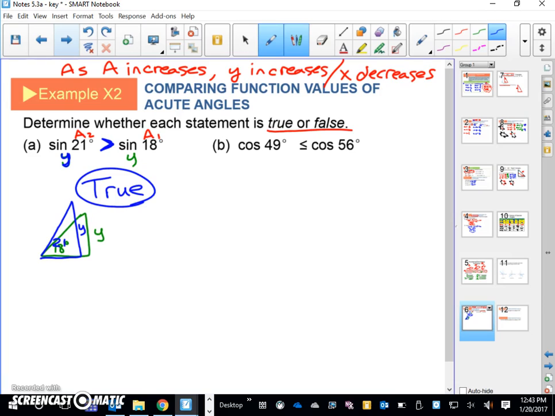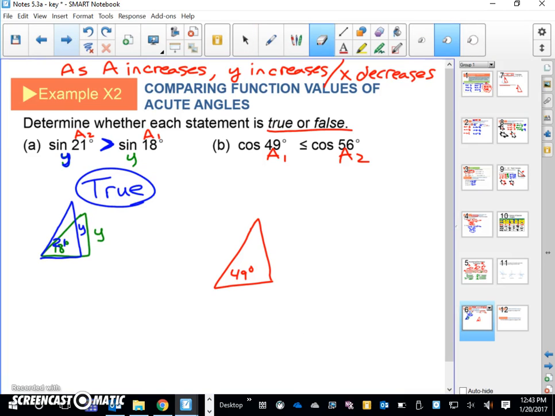Then the other one, we're talking about cosine, so we're talking about X's, but notice I have to make my angle increase. So let's call the first one 49. Let's draw a 49-degree angle. Since we're looking at cosines, we're looking at X's, so think about what happens to that X. We're going to open it up, increasing the angle so that now it's 56.